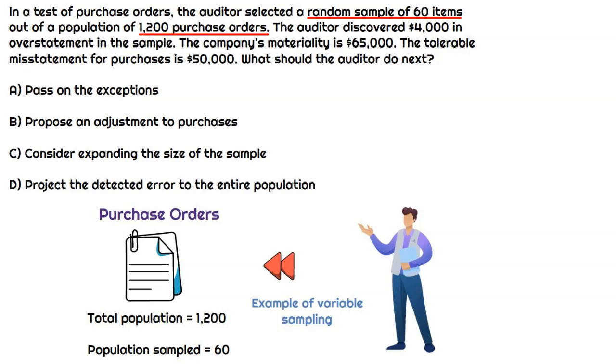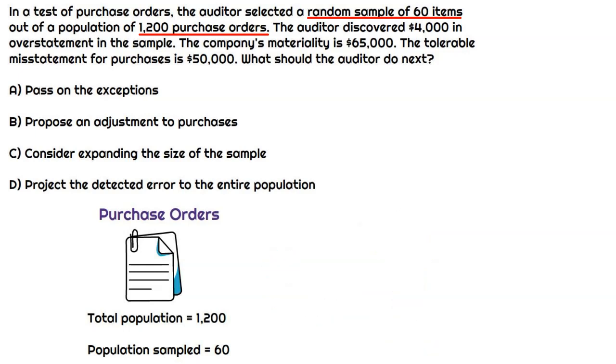Right? We're going to test the sample, see if there's an error, and if there's an error, we're going to try to project that error over the entire population to determine, okay, is there a material misstatement? And that's exactly what the auditor did. So for the 60 items that were tested, they determined, okay, there's a $4,000 overstatement.